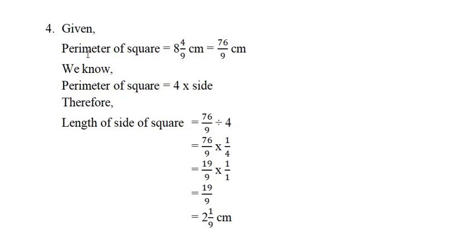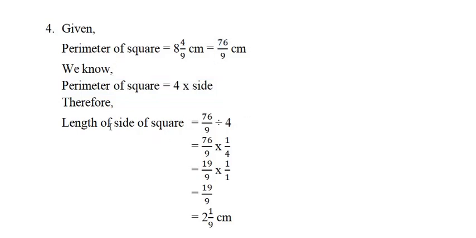We already know that the perimeter of a square is equal to 4 into side. This is the formula to take out the perimeter of a square. 4 into side, because in a square all 4 sides are equal. So you just have to multiply the side by 4 to get the perimeter. The perimeter is already given here. It is 8 whole number 4 by 9, which is 76 by 9 centimeter.